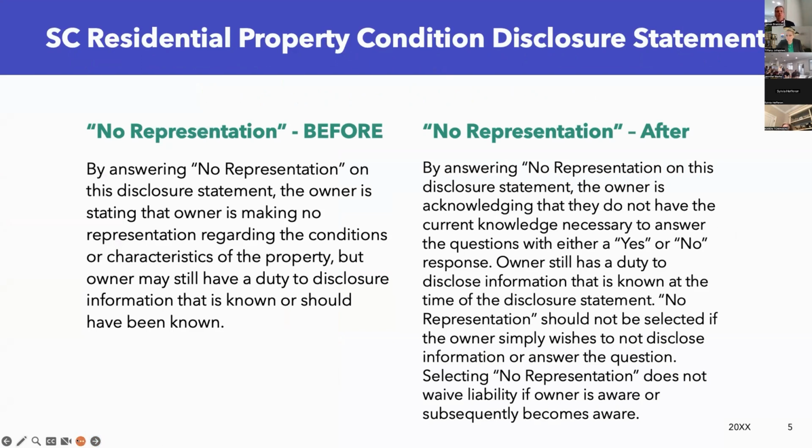The new language is on the right. Specifically notice, no representation should not be selected if the owner simply wishes to not disclose. It doesn't waive liability if the owner is already aware or subsequently becomes aware of a problem in the area that that question asks about. Okay, so they have really tightened that up, and we should be talking with our sellers about just exactly what it means. It means I don't have the knowledge. I can't say, I don't know.